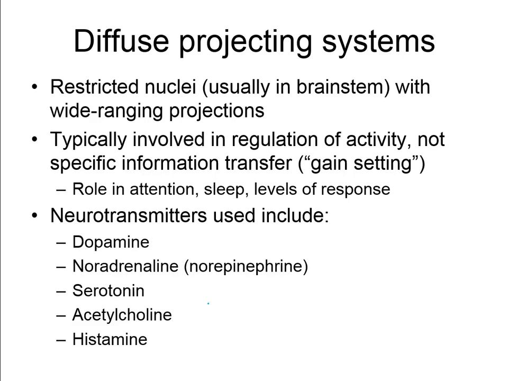But these nuclei are smaller, and their targets, they will make more synapses than olivary neurons do, okay? Each of them will cover a much, much wider area. They, as I say, are involved in regulation of activity, sort of gain setting much more than specific information transfer. They are a lot about state rather than information. And by state, we mean things like attention, level of responsiveness to stimuli, sleep-wake cycles, and so on. And when you look at the transmitters, they are different than the transmitters we've been talking about.